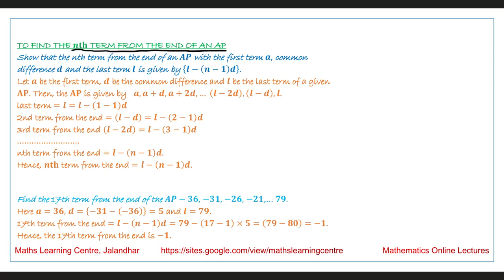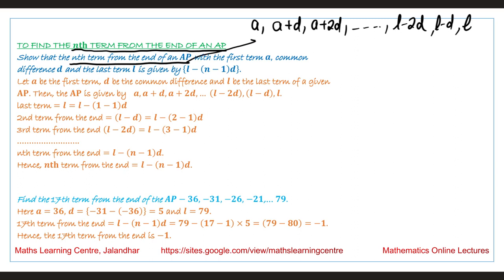end of an AP. Suppose an AP is given to us whose first term is a, common difference is d, so it is a plus d, then the next term is a plus 2d, and so on up to the last term l. Before this it is l minus d, before this it is l minus 2d, and so on. Now we have to show that the nth term from the end of this AP is given by l minus (n minus 1)d.